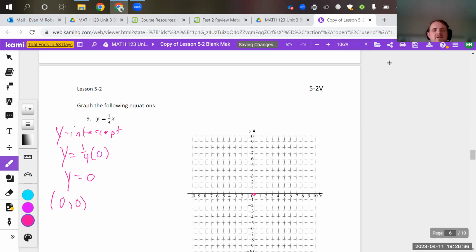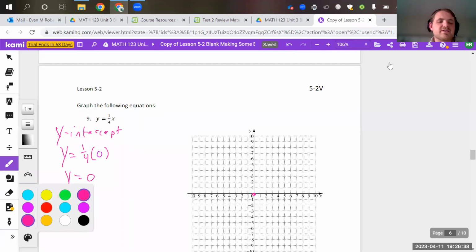There's a lot of ways to do this, so if you know of another way, just hang in there because I'll go over some other ones in just a second.